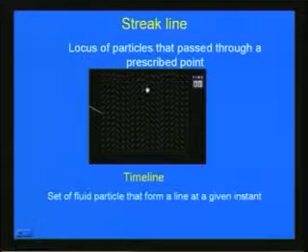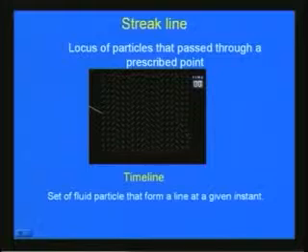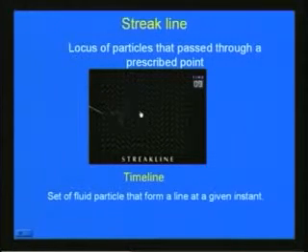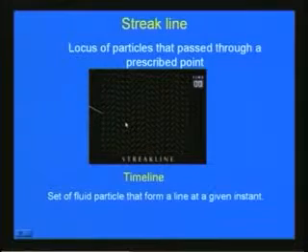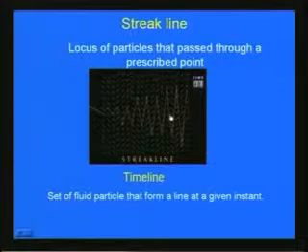And then another important line which we use is called the streak line. The streak line is the locus of particles that pass through a prescribed point. Here you can see in this animation the streak line is shown. It is the locus of particles that pass through a prescribed point. Here you can see how a streak line is defined in this animation. And then another line used in fluid mechanics is called the time line. It is a set of fluid particles that forms a line at a given instant.